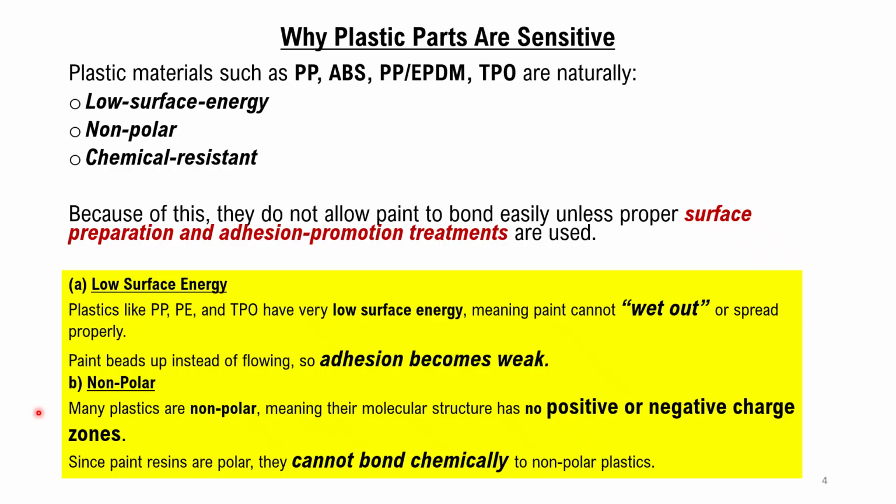And many plastics are non-polar too, meaning their molecular structure has no positive or negative charge zones. Since paint resins are polar, they cannot bond chemically to non-polar plastics.